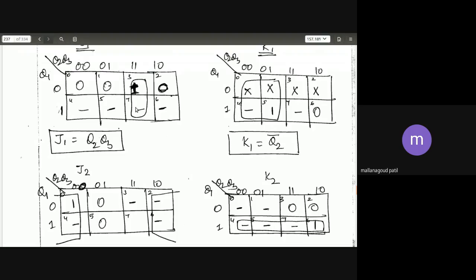Then grouping of 8 is not possible, 4 is not possible. How many do you have to group here? Cell number 3 and cell number 7, because cell number 7 is a don't care. I can group cell 3 and cell 7. When you group those, is Q1 present? No. Q1 is 0 and 1 there. Then what is the term value? The column address of 3 and 7 is 1, 1, which belongs to Q2, Q3. Directly you can write J1 equal to Q2 Q3.